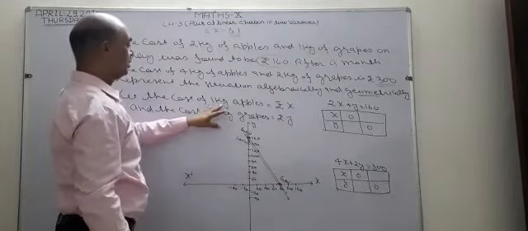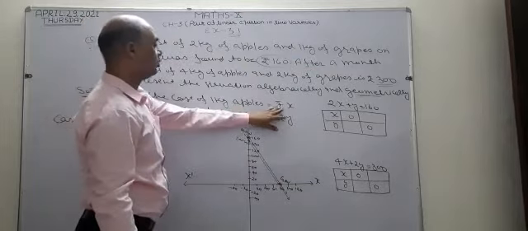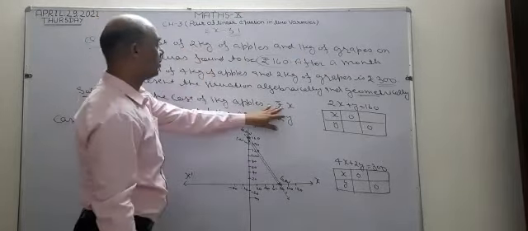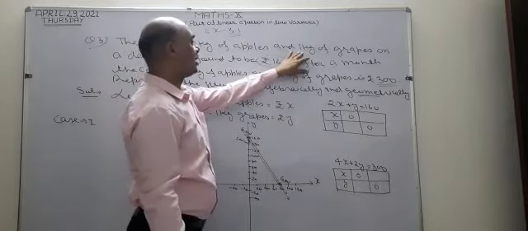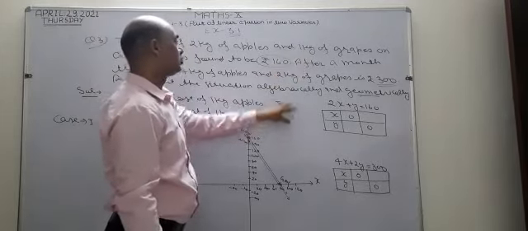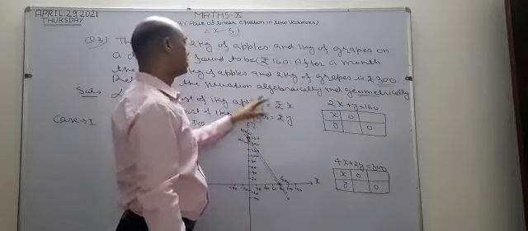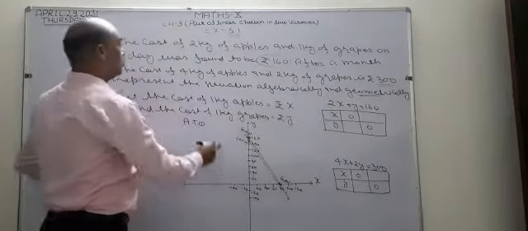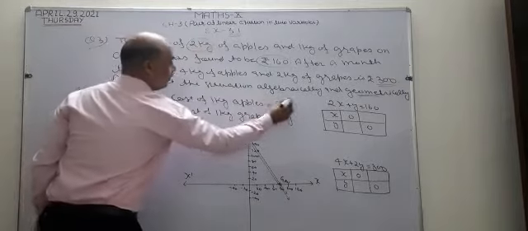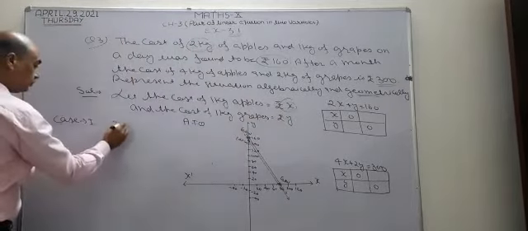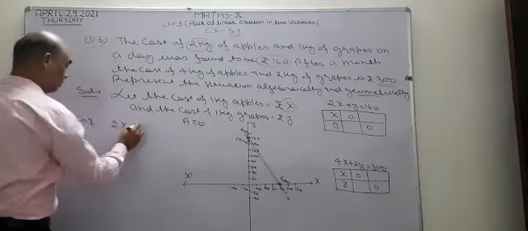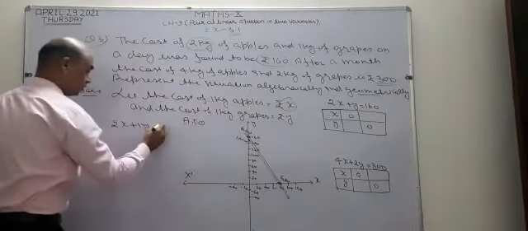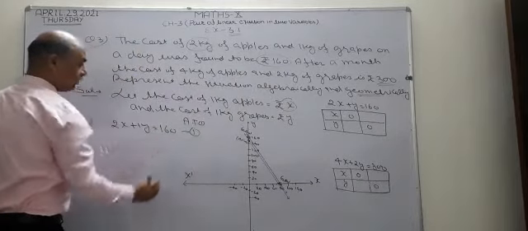Now see, what is the cost of 1 kg apple? Rupees x. It means the cost of 2 kg apples becomes 2x. The cost of 1 kg grapes is given as y rupees, so this remains the same. So 2 kg apples become 2x and 1 kg grapes become 1y. The cost of both is given as rupees 160. I write 2x + y equal to 160. This is the first equation.